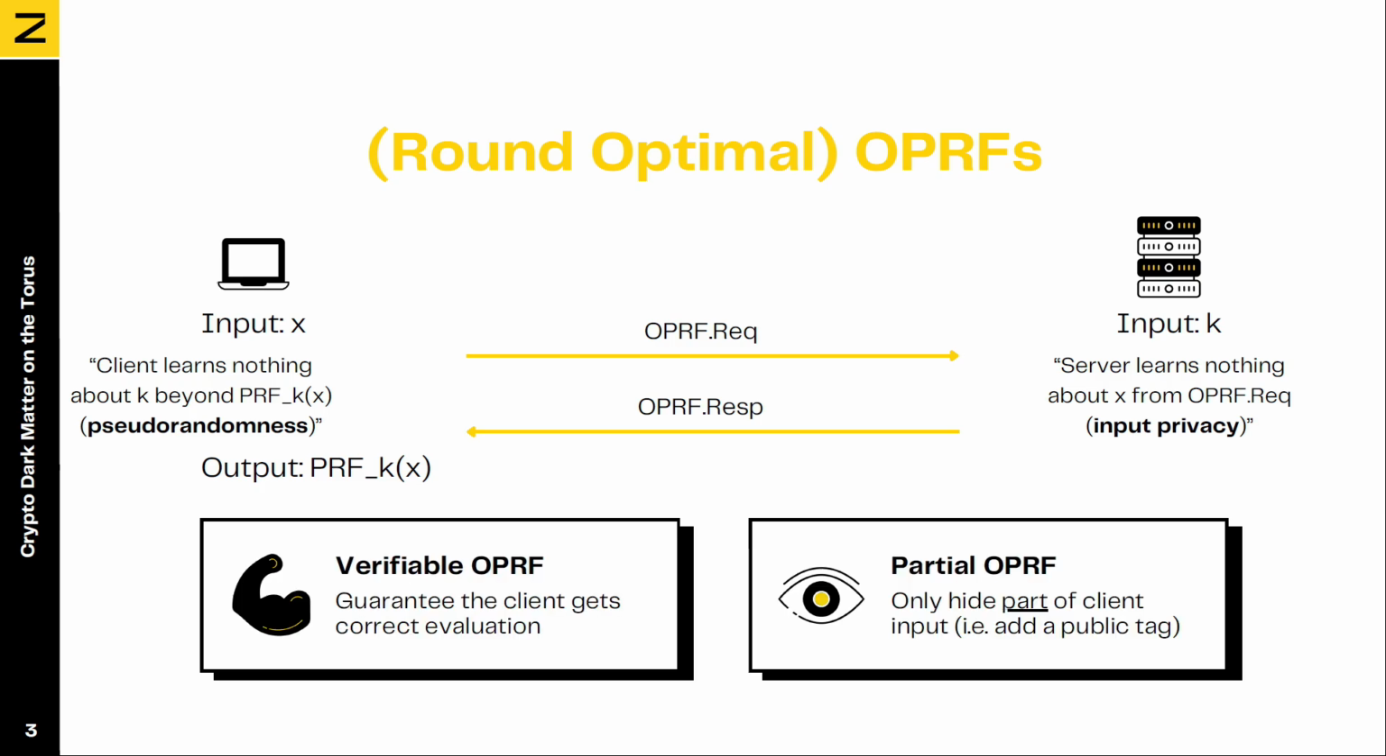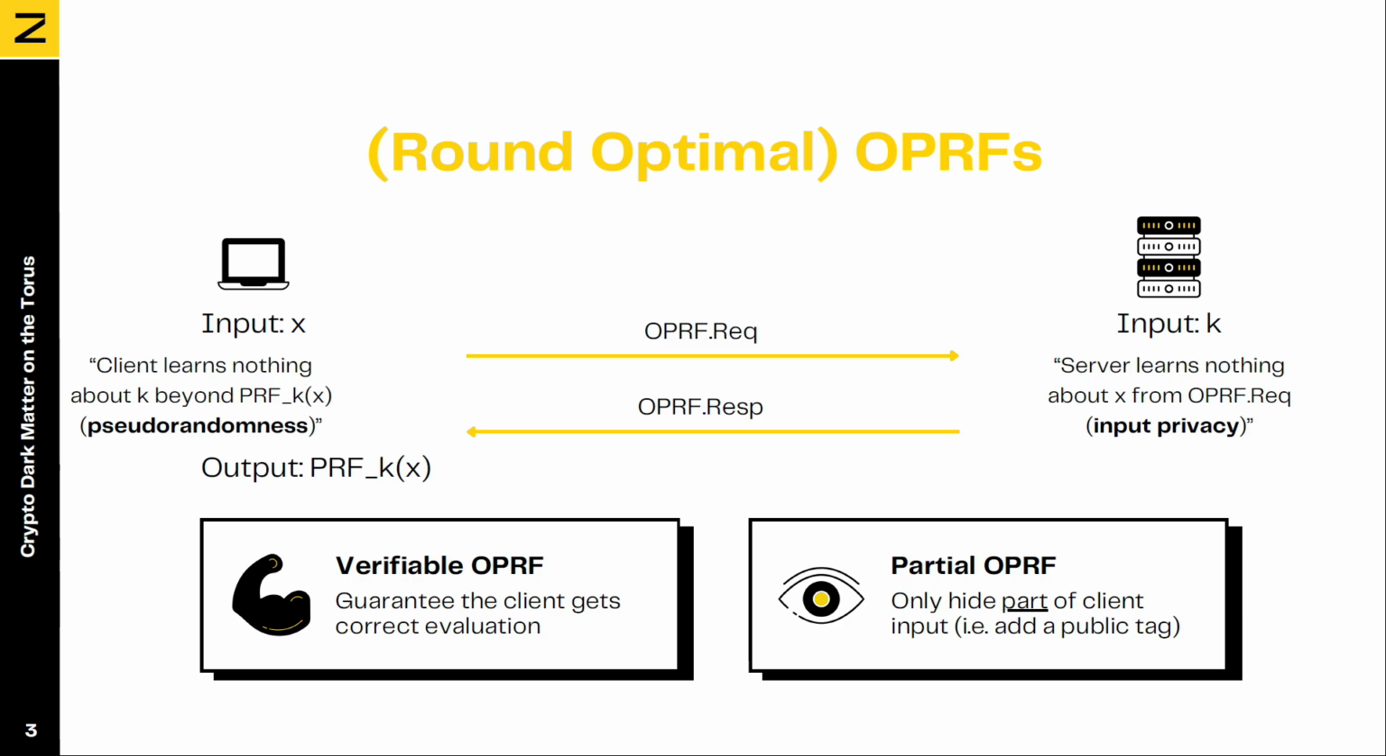We can also consider variants of OPRFs. The first one of note is the verifiable OPRF. This additionally gives the client the guarantee that its output is in fact correct. This stops a malicious server from deviating from the protocol in any useful way in order to force the client to accept a bad output.